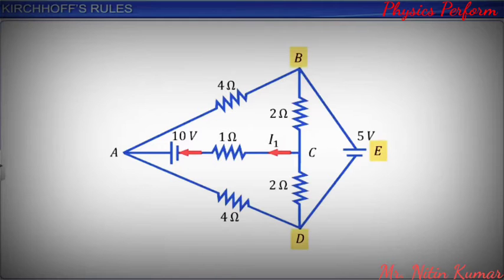Next, let us take the branch BED. Let us assume that the current I2 leaves the 5-volt battery from its positive terminal. Therefore, the direction of I2 is from E to B and D to E. The assumption that we have made for the direction of current I2 may be wrong. In that case, at the end of the solution of the problem, we obtain a negative value for I2. Then, we change the direction of I2 and write the answer.